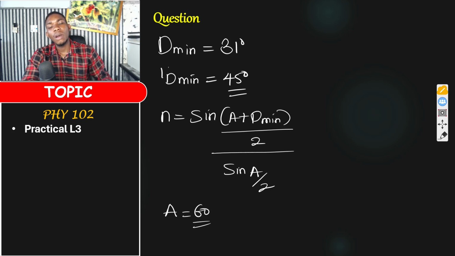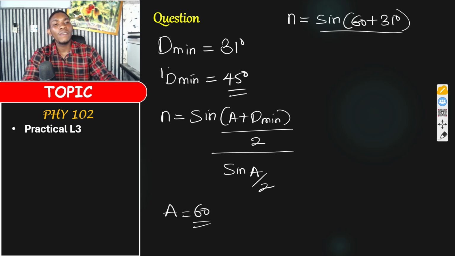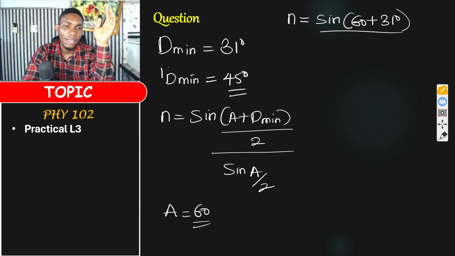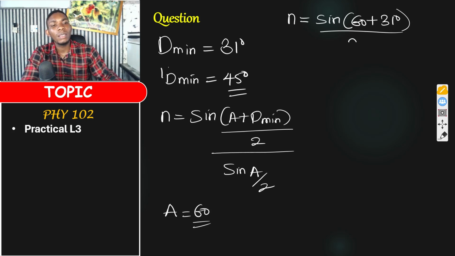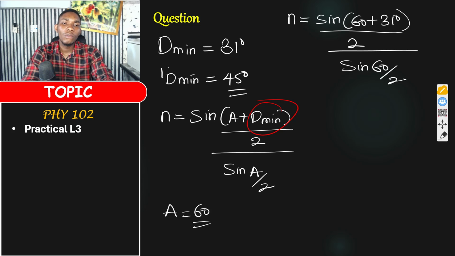Are you getting it now? So how do we calculate our refractive index? N will be equal to sine of (A is 60 degrees plus D minimum is 31 degrees). Now, D minimum is usually very correct when it's around 34, 35, 36. However, 31 is not that bad, but it's still going to give you a lower value. And then you have sine 60 over 2. So wherever you see D minimum here, you put in the value of D minimum we calculated, which is 31 degrees. Is that okay? So that is that.